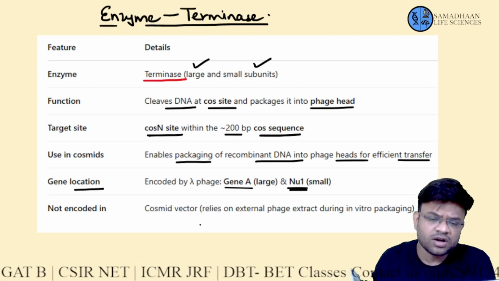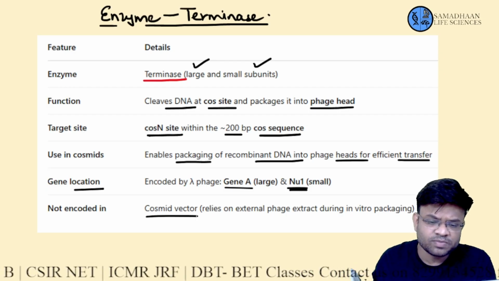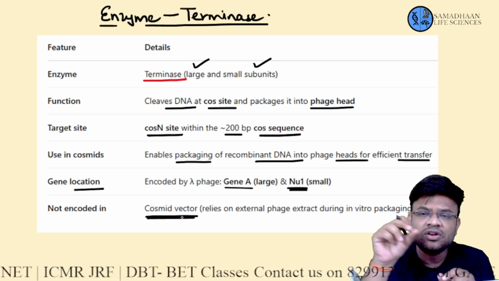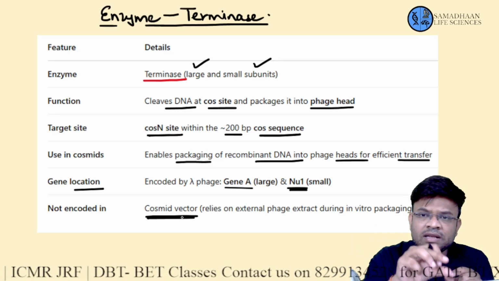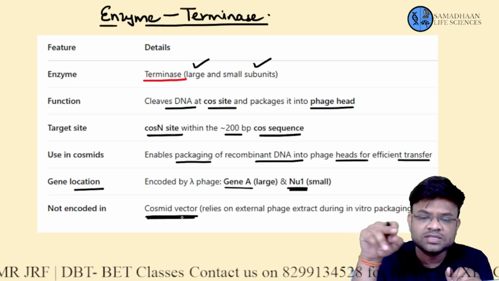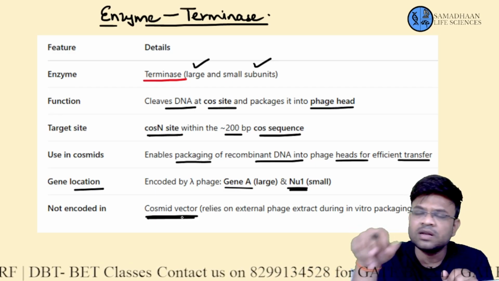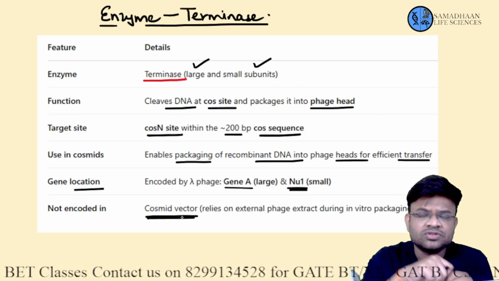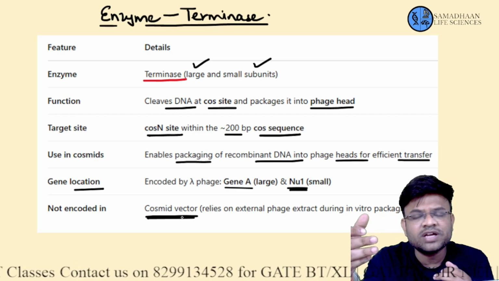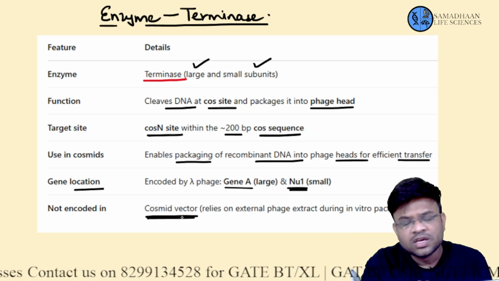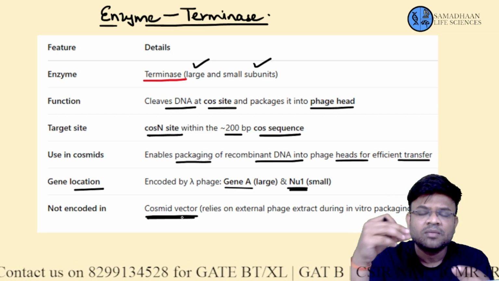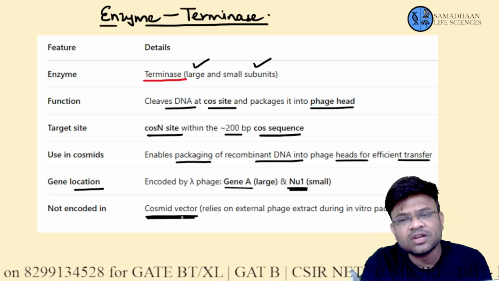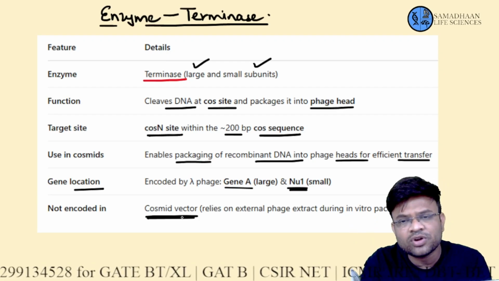Now it is not encoded in the cosmid vector. This is an important point that you should understand. We are not putting these two genes, that means gene A or nu1, inside the cosmid vector. So now you would think, then how does the terminase enzyme get produced? If you are not putting the genes inside the cosmid vector, how will the terminase enzyme be encoded, or how will it be produced?